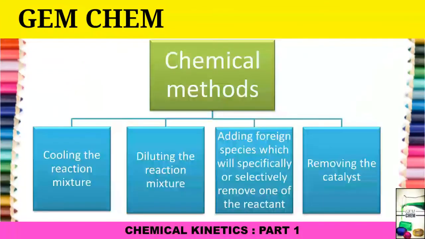Next is that we can add a foreign species which will specifically mask one of the reactants, and then we can see the rate of reaction or progress of reaction without that reactant, right? So it removes one of the reactants. And the last one is that we can remove the catalyst and see the progress of the reaction. These are the different methods of monitoring a reaction using chemical methods.